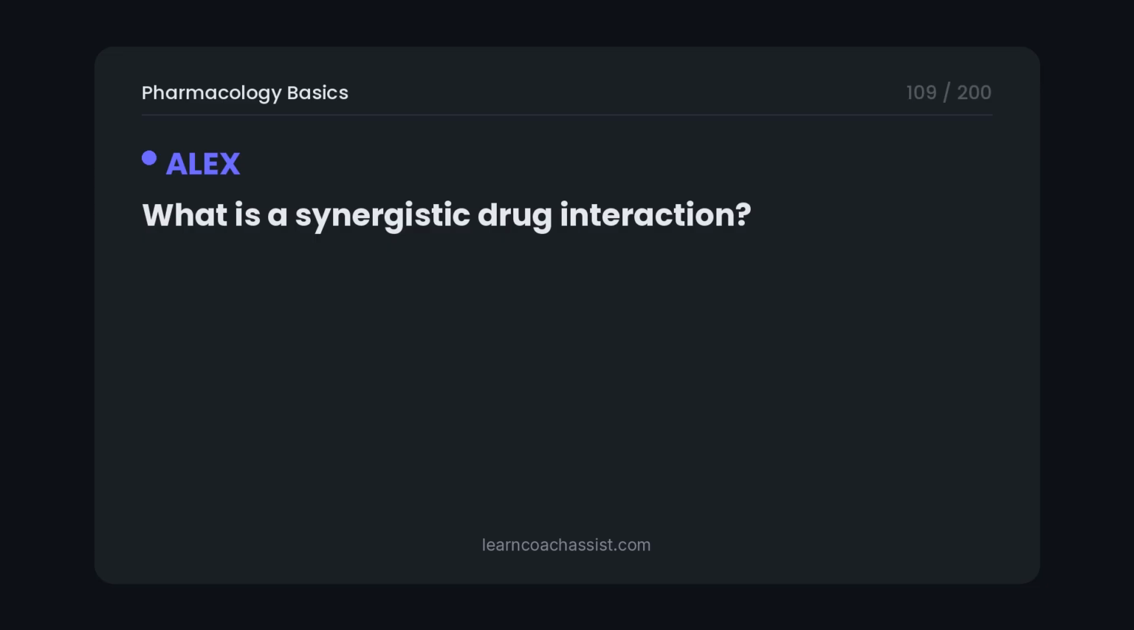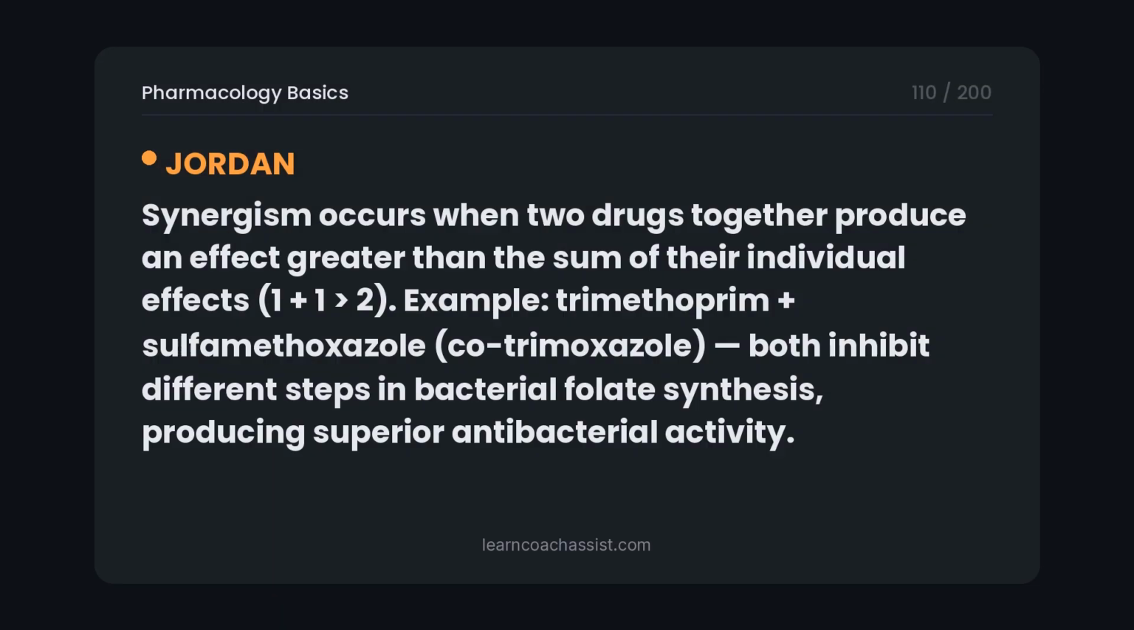What is a synergistic drug interaction? Synergism occurs when two drugs together produce an effect greater than the sum of their individual effects, 1 + 1 greater than 2. Example: trimethoprim plus sulfamethoxazole, cotrimoxazole, both inhibit different steps in bacterial folate synthesis, producing superior antibacterial activity.